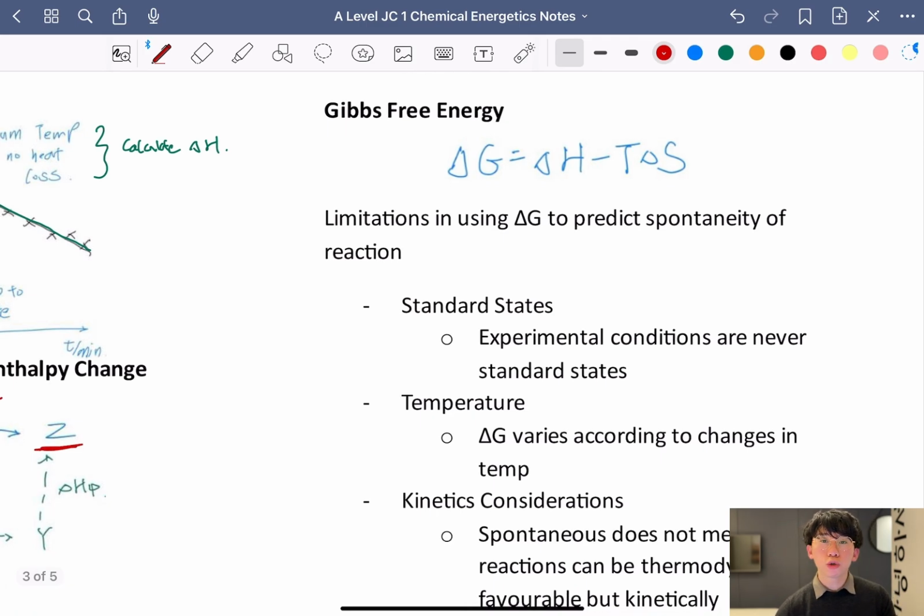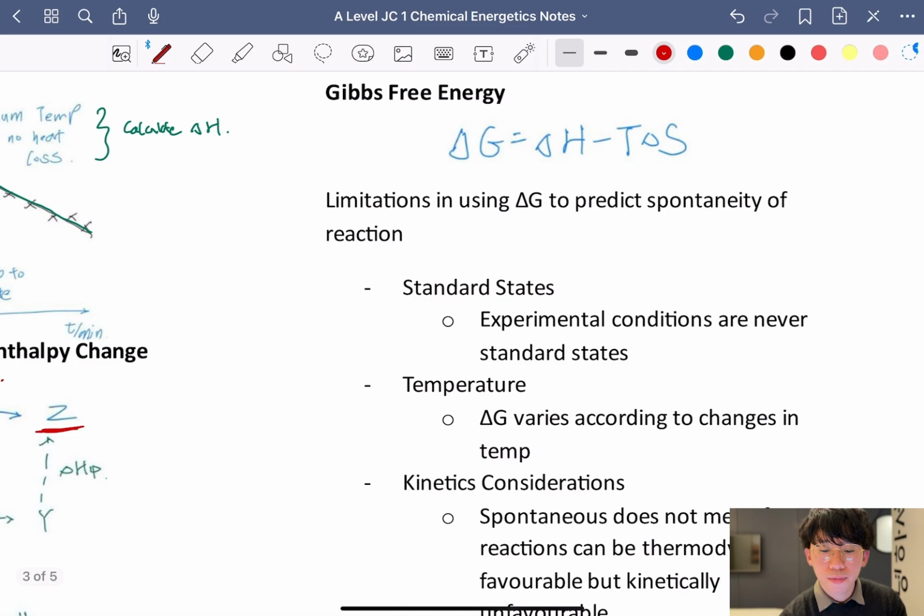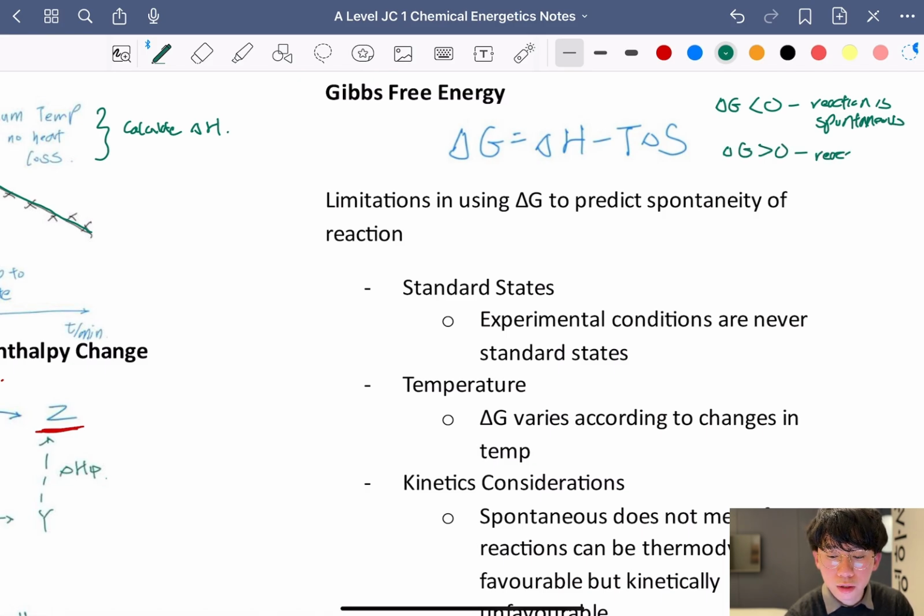Now, I want to show you how delta H and delta S come together to influence this other delta, delta G. Delta G is the Gibbs free energy, and it's very useful in predicting the spontaneity of my reaction. So if delta G is less than 0, this means that the reaction is spontaneous. And if delta G is greater than 0, that means my reaction is not spontaneous.